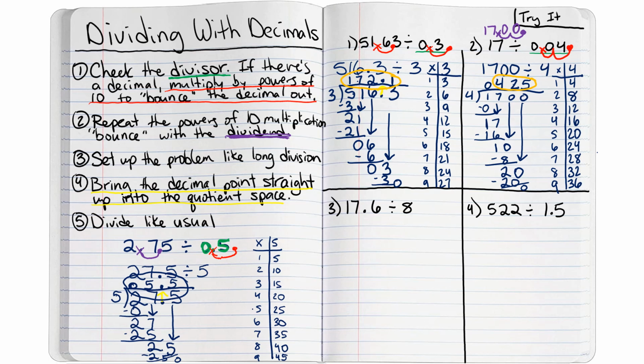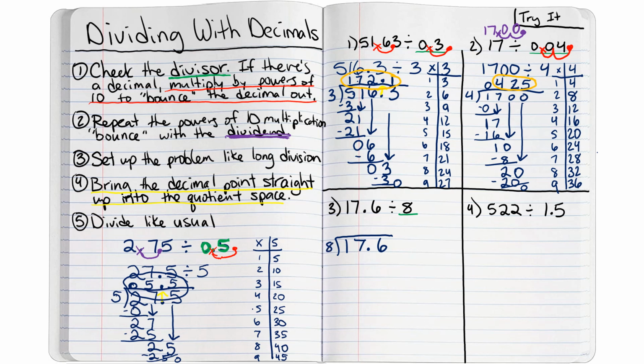Moving on to problem 3. My first job is to check out my divisor and see if I have a decimal. Now, when I look at this number, I realize there is no decimal. So I don't need to multiply by powers of 10 at all. I'm not multiplying to bounce a decimal point out of my divisor, which means I don't need to multiply to bounce a decimal point out of my dividend. I can just go ahead and set up the problem. 17 6/10 divided by 8.